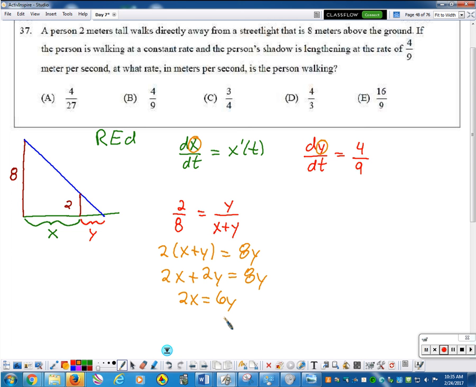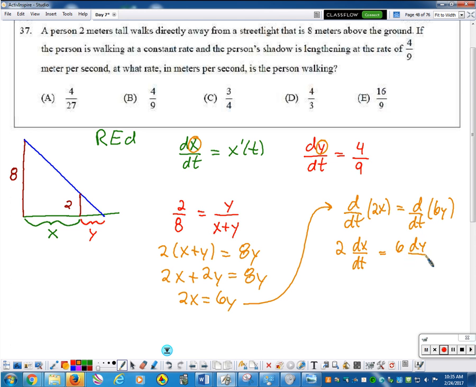So now I have this. If I take the derivative of that, much easier. 2 times dx over dt equals 6 times dy over dt. Pull out the 2, you end up with dx over dt. Pull out the 6, you end up with dy over dt. What are we trying to solve for in this problem?